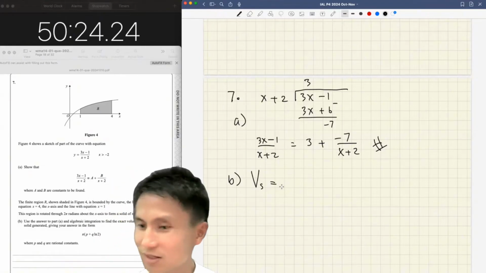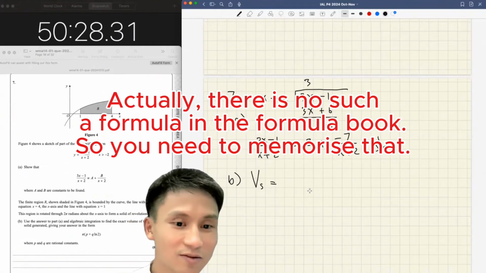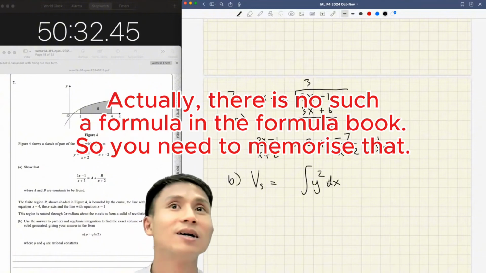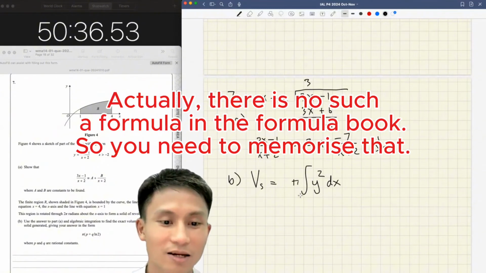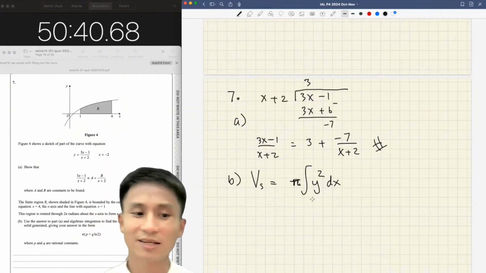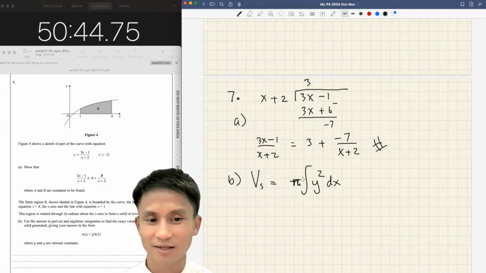Is there a formula sheet for this? Yeah, there is, but let me just think about that. It's integral of y squared dx, right? Yeah. And then pi here, right? Yeah, it is, right? I'm gonna take my risk there, but I think it is. Yeah. Pi r squared h. I think it is, guys. Yeah.